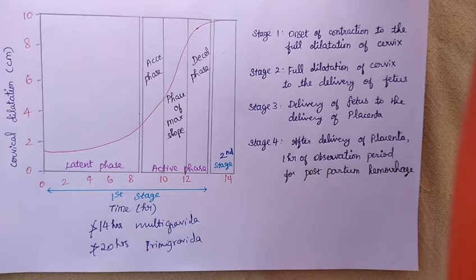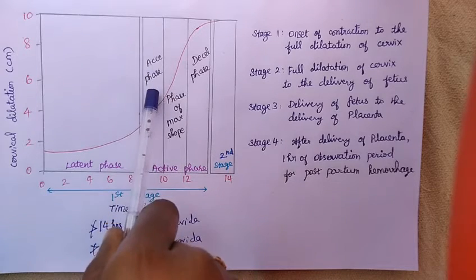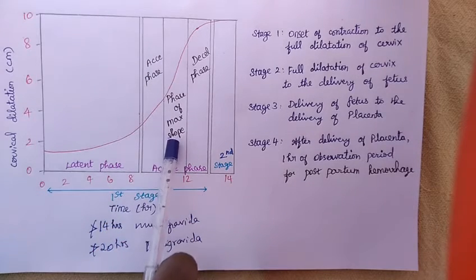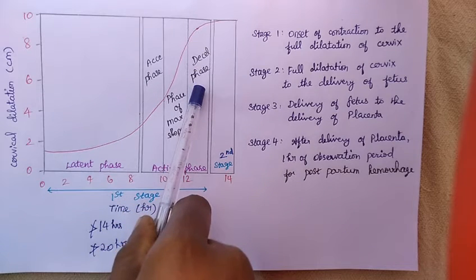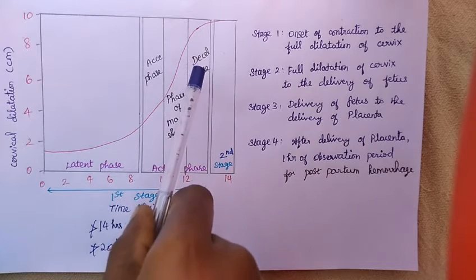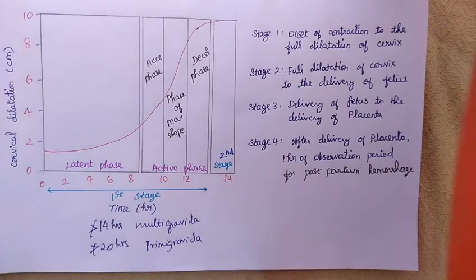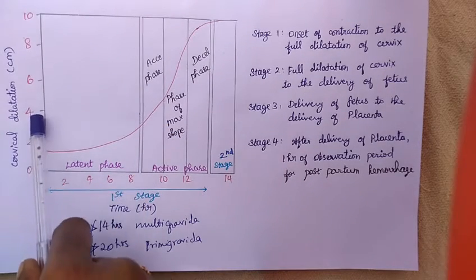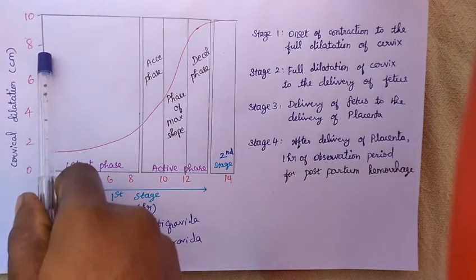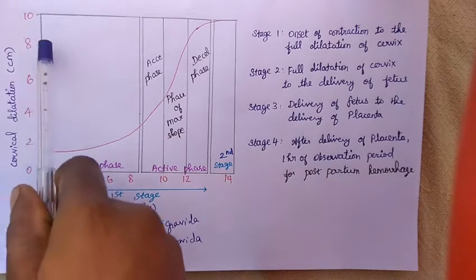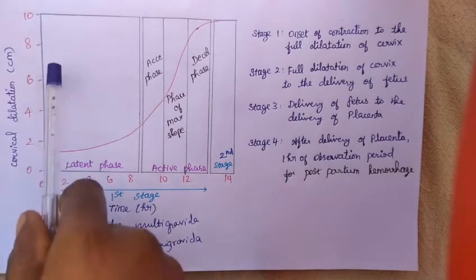After the latent phase, the patient goes into the active phase of labor, which consists of acceleration phase, phase of maximum slope, and deceleration phase. After the deceleration phase, the cervix is fully dilated. From 4 centimeters to 8 centimeters of cervical dilatation, those are the strongest contractions of a patient.